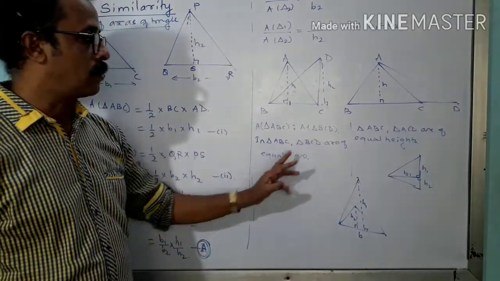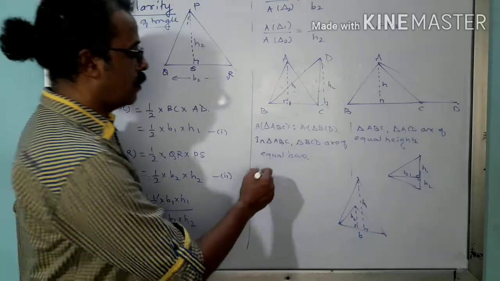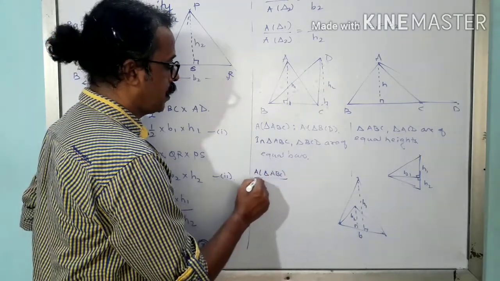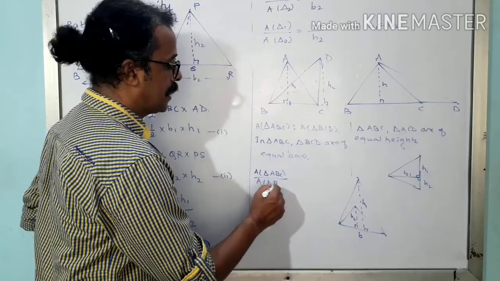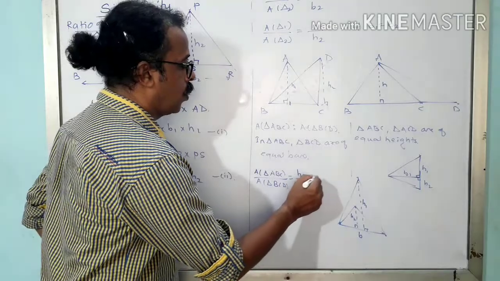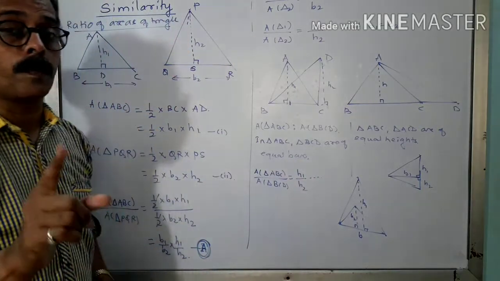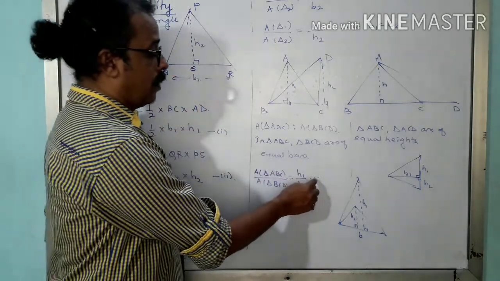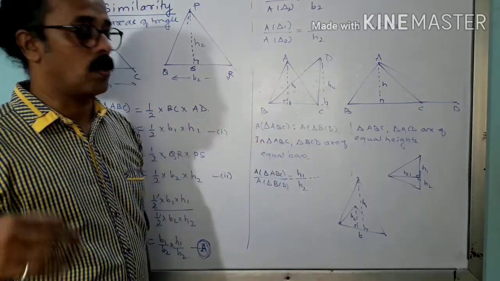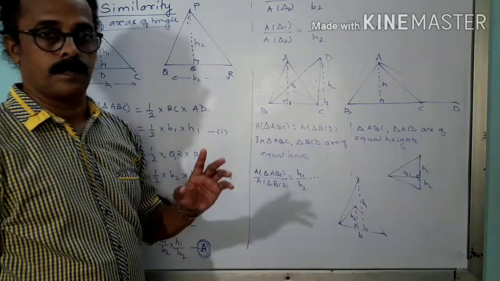Then when we are writing, suppose I wanted to write down area of triangle ABC upon area of triangle BCD is equal to what? I am going to write down H1 upon H2. What reason am I going to write down? That whole property: if bases of two triangles are equal, then the ratio of their areas is equal to the ratio of their corresponding heights. Okay.